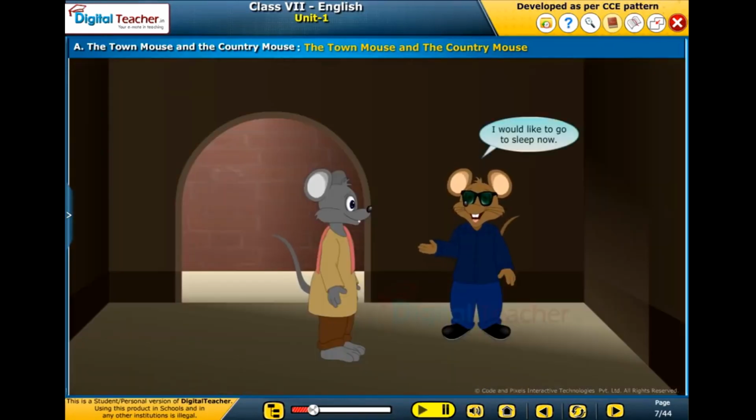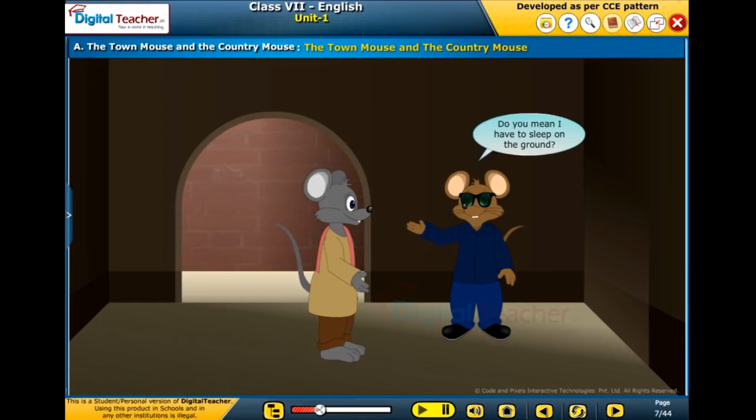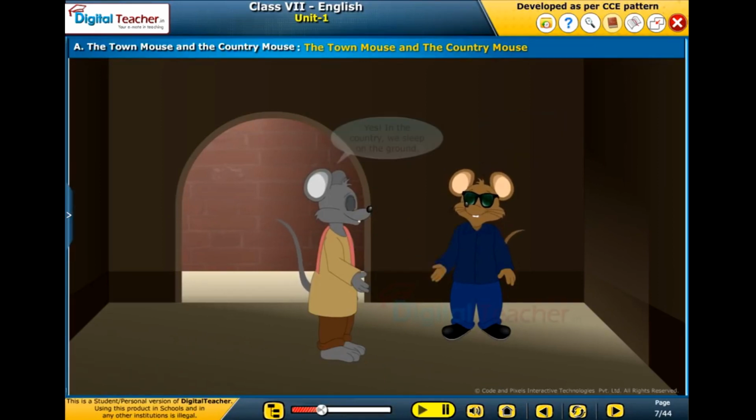I would like to go to sleep now. There you are. You can comfortably sleep here. Do you mean I have to sleep on the ground? Yes, in the country we sleep on the ground.